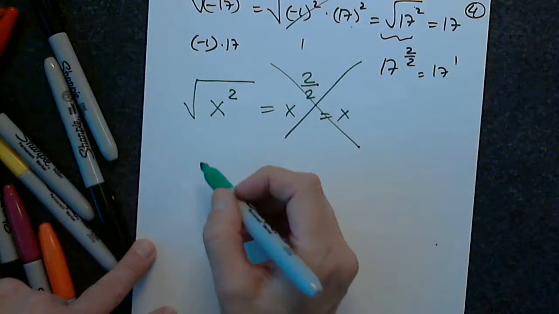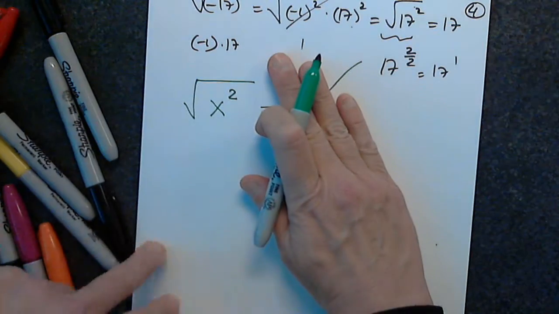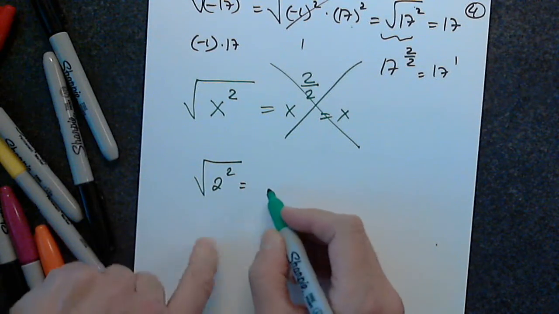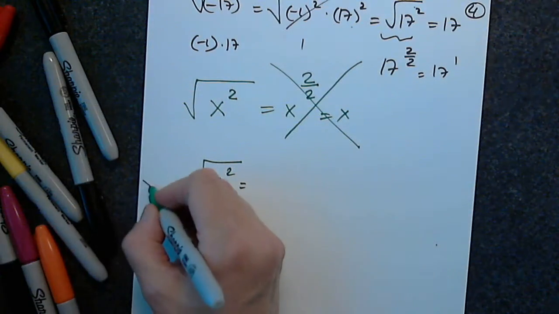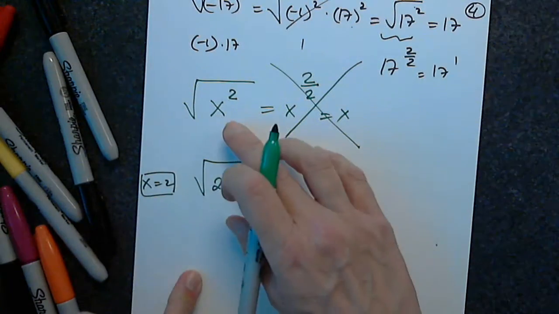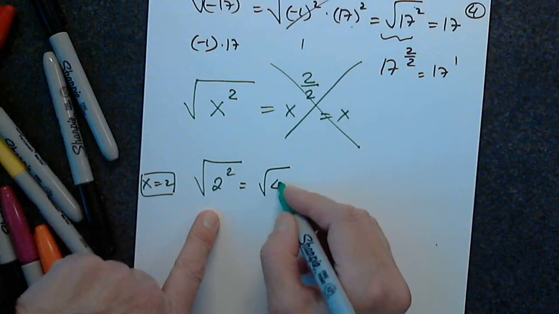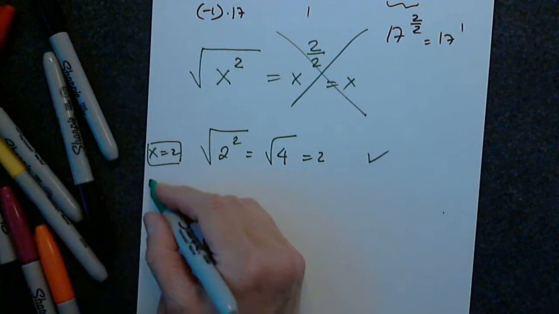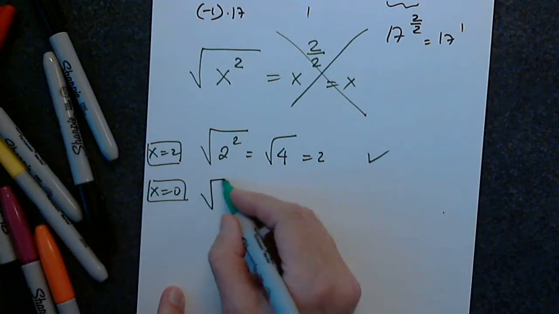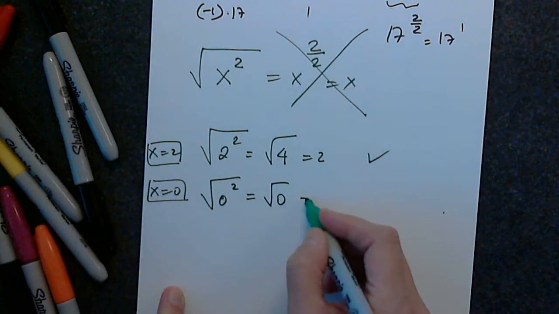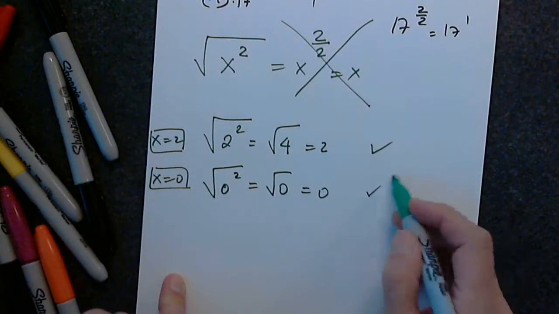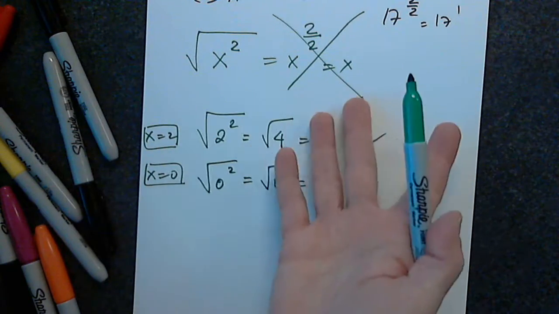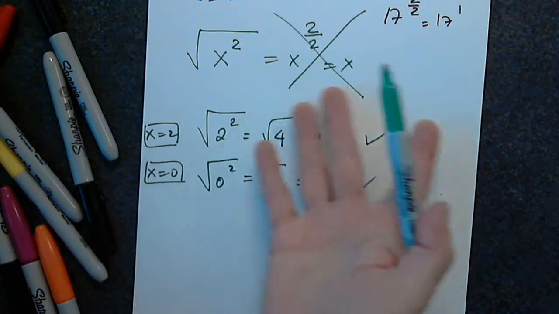So let's discuss this. If I have here the square root of 2 squared, in other words, I replaced x by 2, a positive number. 2 squared, I get the square root of 4, which is 2. That's okay. What if I replace x by 0? It's okay too. It's 0 squared, which is the square root of 0, which is 0. It's okay. But now, this should be a general truth, it should work for any number, right? If it's true, it should work for any number.